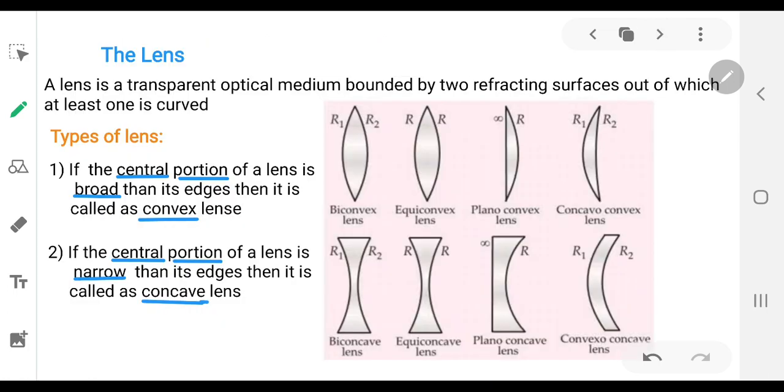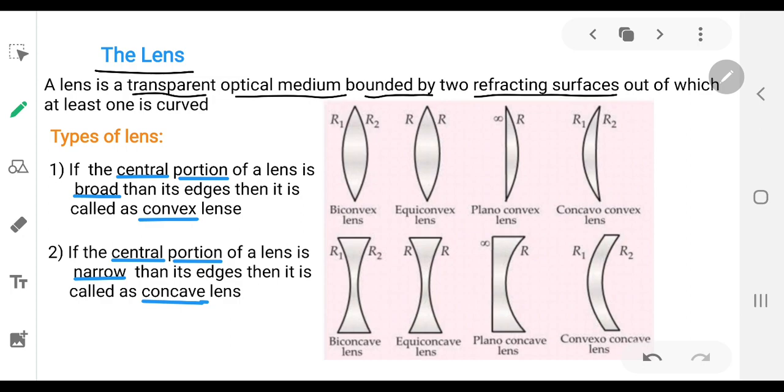Next we'll move on to the lens. Now, what is a lens? A lens is a transparent optical medium. How is it constructed? It is bounded by two refracting surfaces, out of which at least one should be curved.